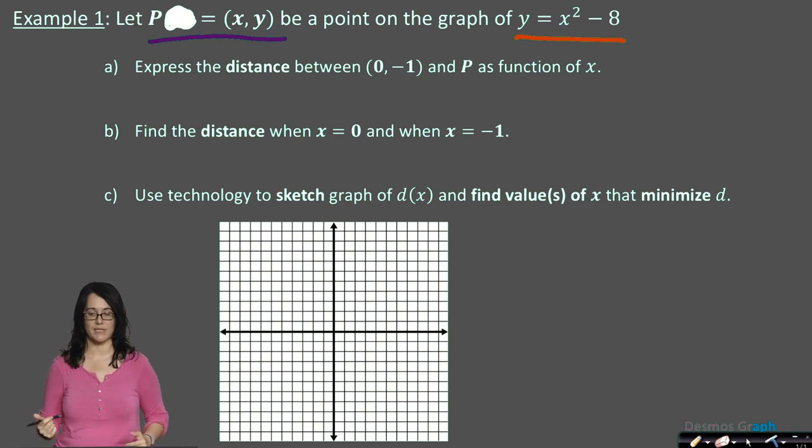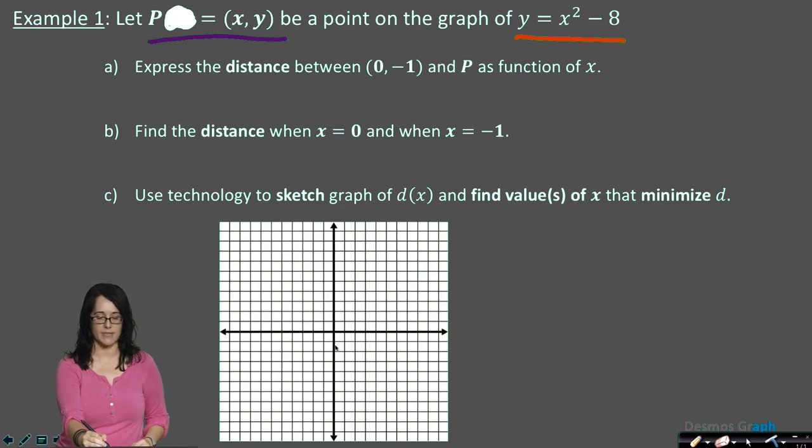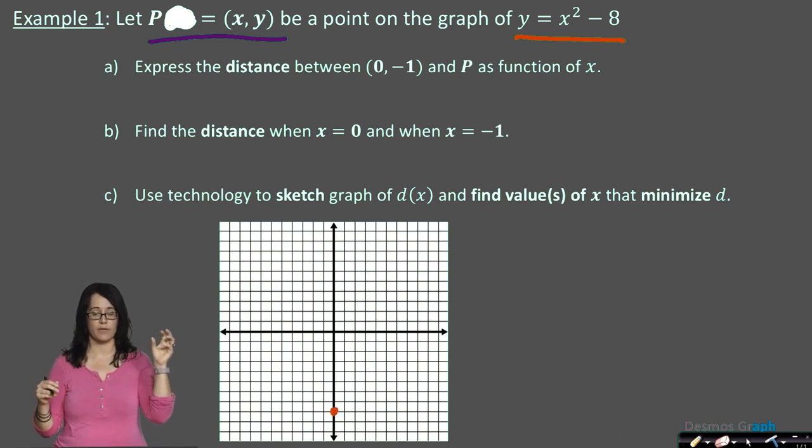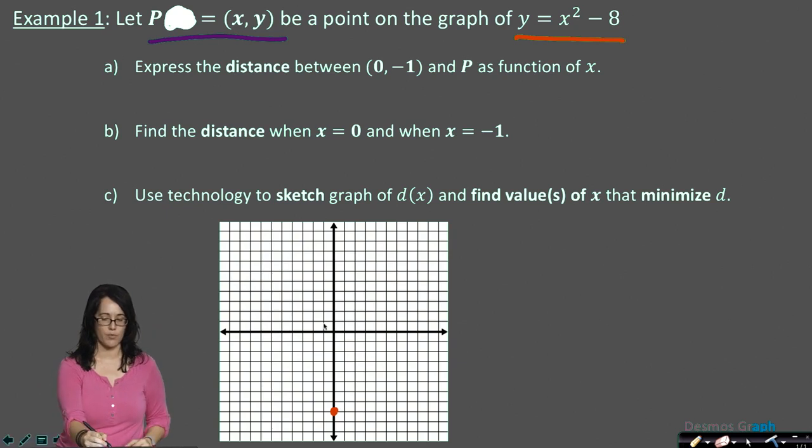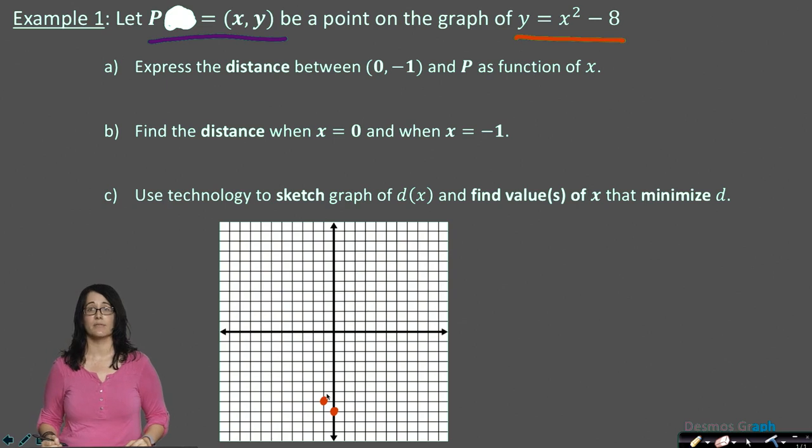So if we wanted to sketch this graph for ourselves, the vertex was originally at 0, 0, but now it's down at negative 8. So 1, 2, 3, 4, 5, 6, 7, 8. So down here is our vertex. The original three locations were negative 1, 1. So at negative 1, 1, moving it down 8, now we're at negative 1, negative 7. 0, 0 moved down 8 units to 0, negative 8, and 1, 1 moved down 8 units as well. So now it's at 1, negative 7.